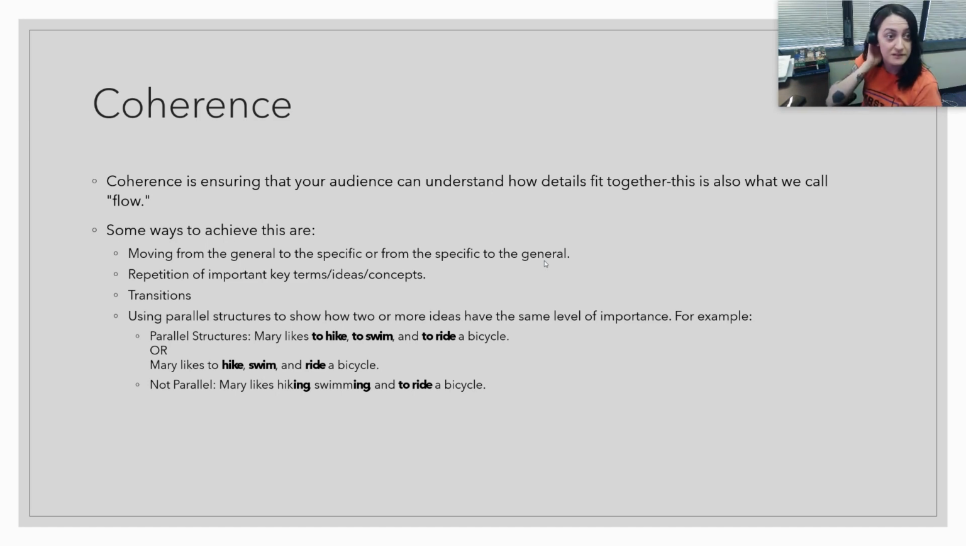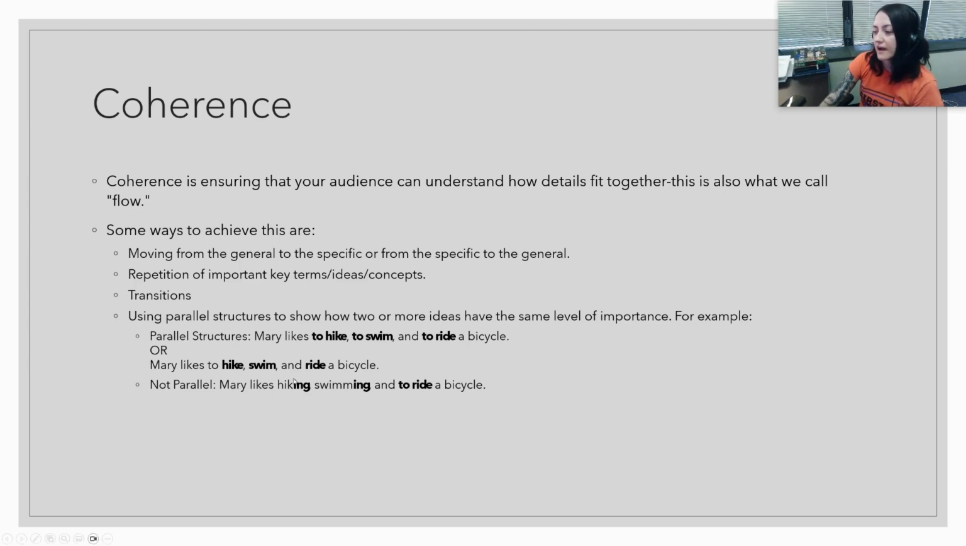But we can also talk about coherence in terms of parallel structures, which is making sure that the verbs and things like first person, second person, third person remain coherent throughout the paper. So for instance, I got this example here. Mary likes to hike, to swim, and to ride a bicycle, right? Each of these has its own coherence: to hike, to swim, and to ride a bicycle. They all follow the same parallel structure.